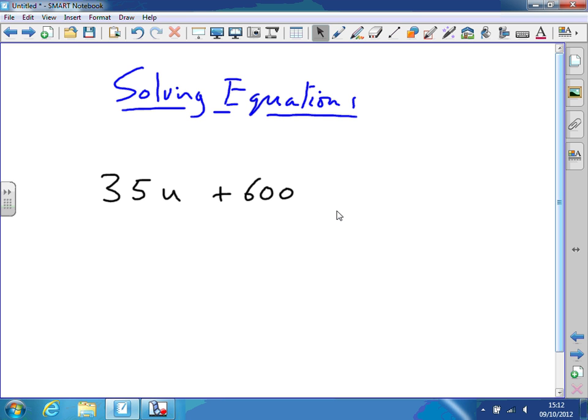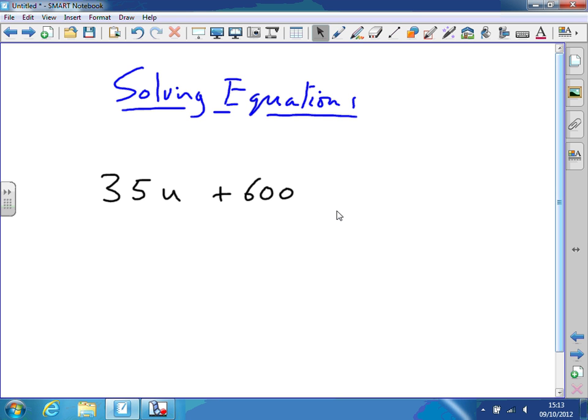So that would be an expression to say I've used up u units of electricity and I'm going to add on the standing charge, this plus 600. It's an expression because there's no solution to it. There's no equals in there. There's nothing I can do to find out what u is.